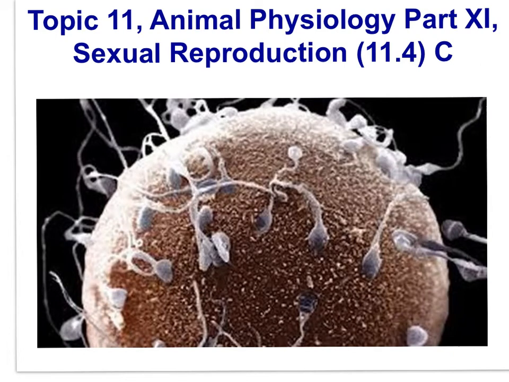IB Bio, Topic 11, Part 11, Sexual Reproduction C, focuses on the early moments of pregnancy, the development of the embryo into a blastocyst, and details about the placenta. The essential idea is sexual reproduction involves the development and fusion of haploid gametes.